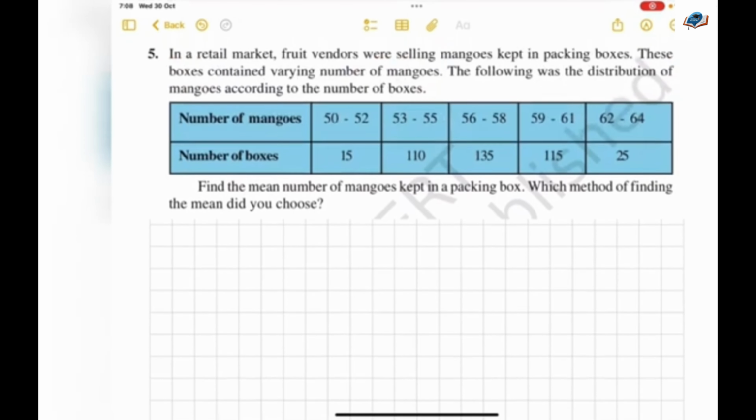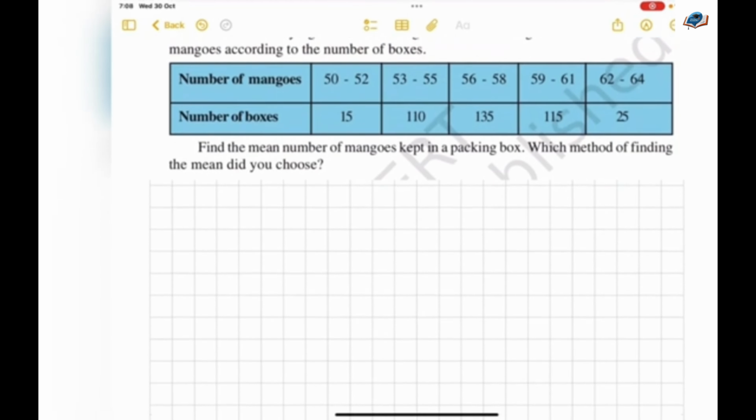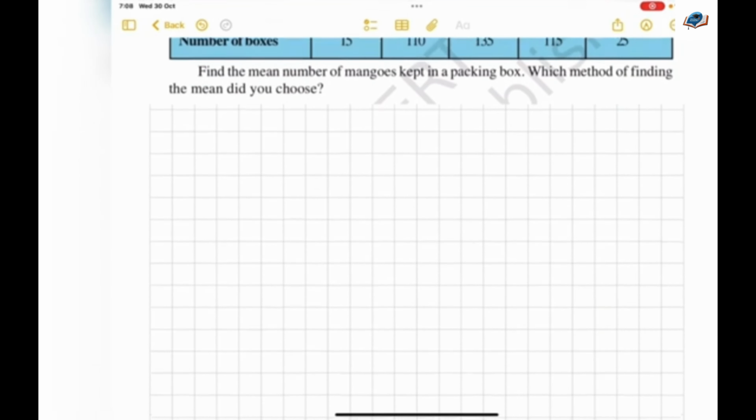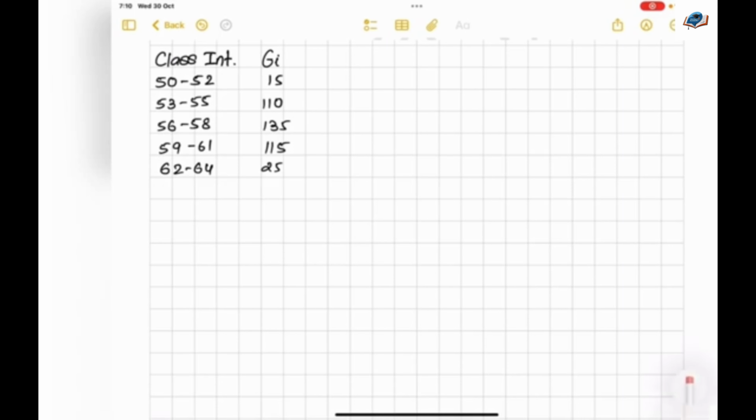So here again in this one, you see the values are too high. So now here also I will be using the step deviation method only. So first I am writing the class interval and fi. Once I have written the class interval and fi, here I am facing one problem that the class interval is not continuous. See, 50 to 52, then 53 is there.